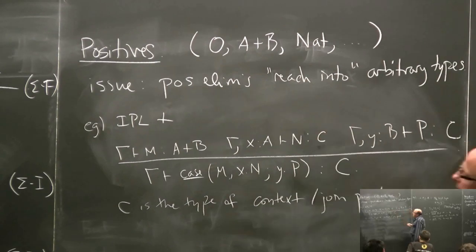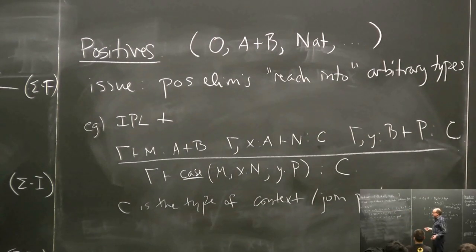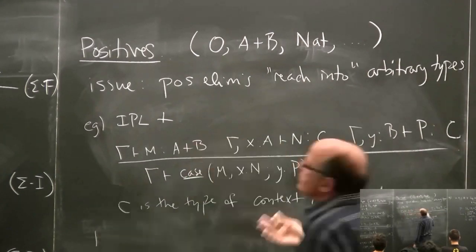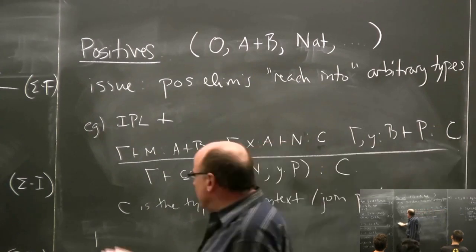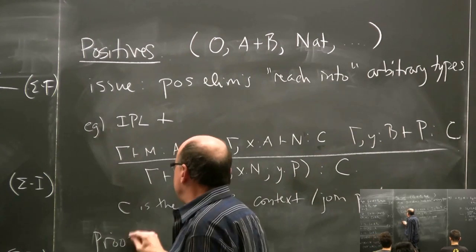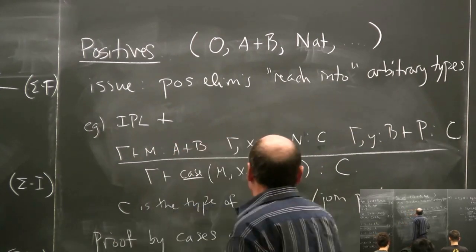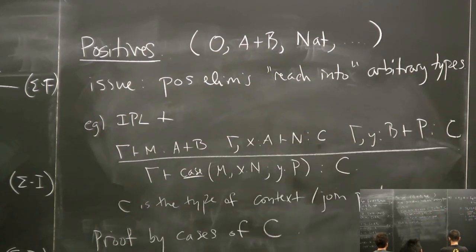There are different ways to motivate this, but one way is to think of C as being a proposition for the time being. It'll help you to think that way. It's a type, but anyway, think of it as a proposition. So what we want to be doing is something like proof by cases of C. This is the kind of thing we want. We want to have proof by cases of C.